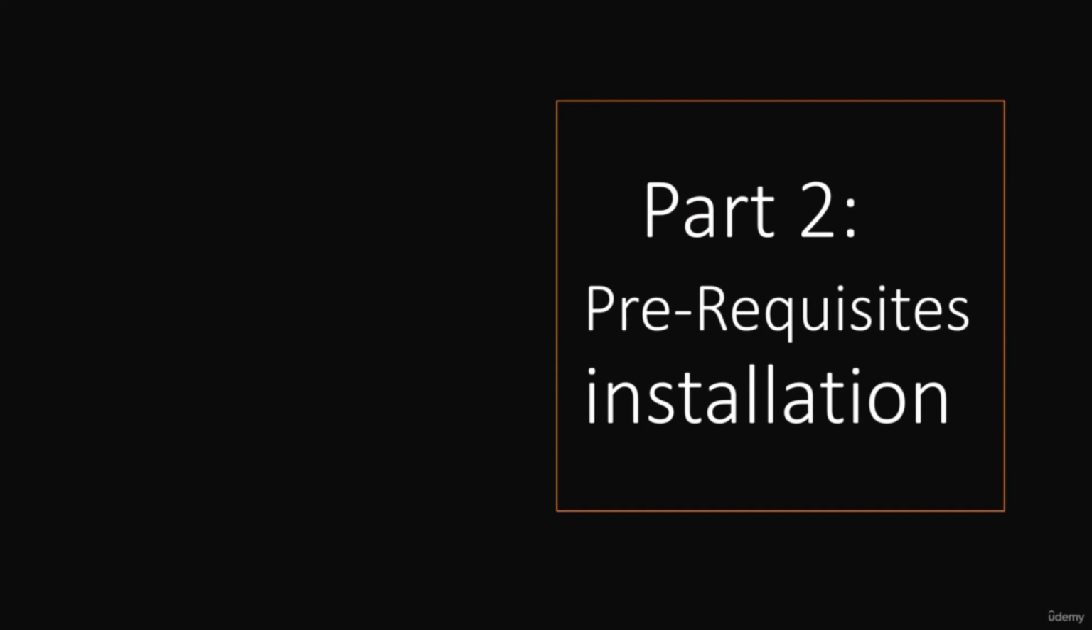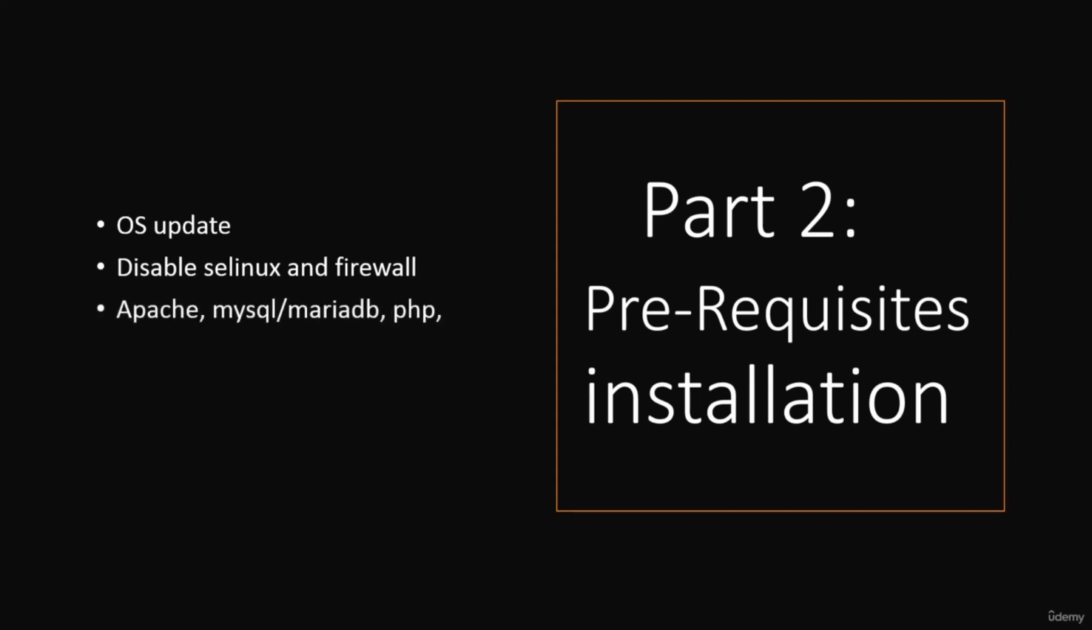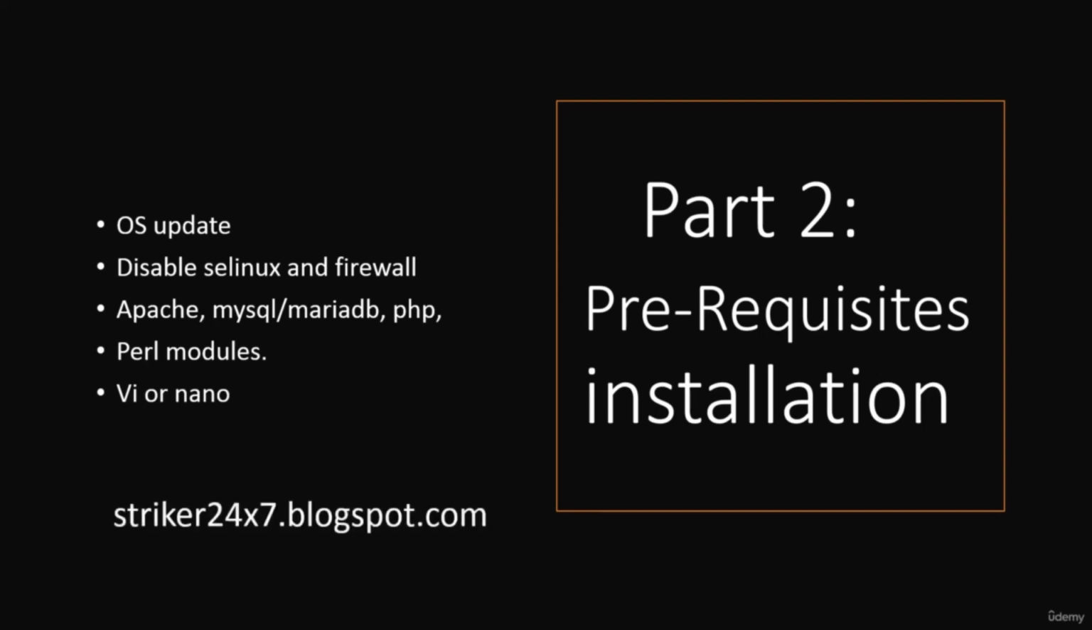Hi, so in part 2 we will install the prerequisites, the installation of ViciDial and Asterisk installation. So first we will update the OS and disable the Linux firewall, and we will install Apache, MySQL, MariaDB, and PHP, and install the Perl module, and we will install the VIM Nano file editor.